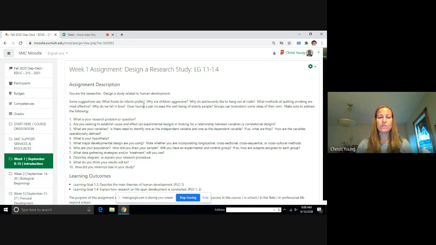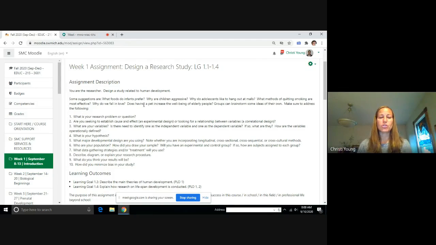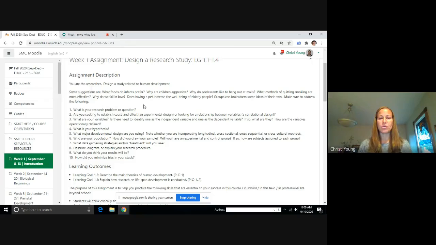So first you have to come up with a research question or problem. So what is it that you're studying? The example that I've given my classes this week is I'm very interested in how technology impacts the way that children learn. So my research question or problem would be, how does technology impact the way that children learn?